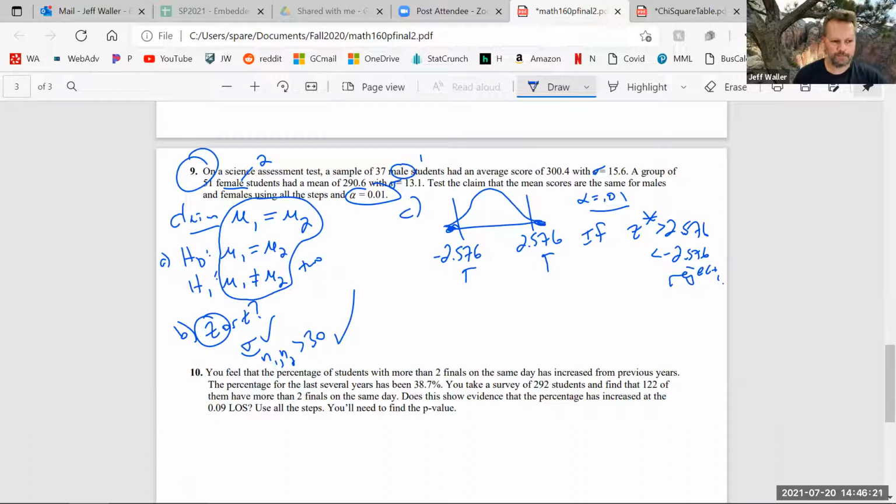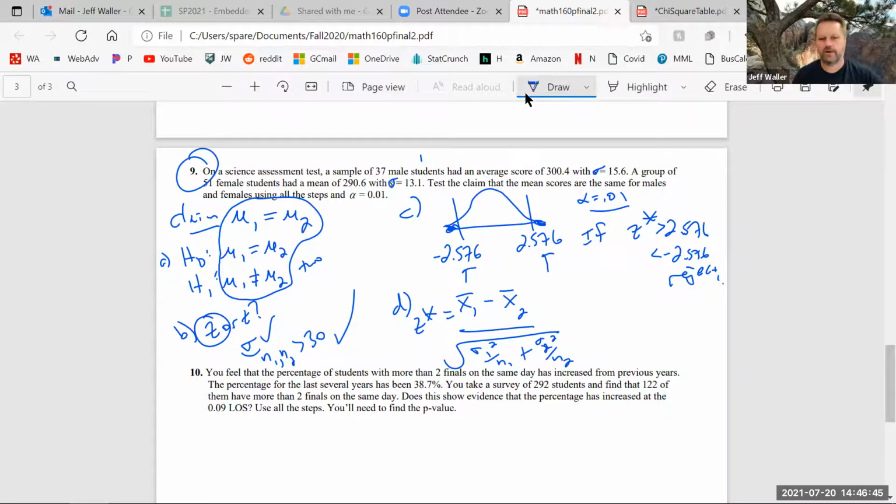How would you solve for the Z score though? Is it the same? No. So that's the next difference. That's that big formula we did because I've got double everything, right? So the Z star formula is X bar 1 minus X bar 2 divided by the square root of sigma 1 squared over N1 plus sigma 2 squared over N2. Everything's doubled.